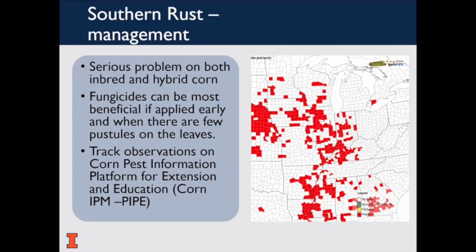Southern rust can be a serious problem on both inbred and hybrid corn. Fungicides can be most beneficial if applied early and when there are few pustules on the leaves. Southern rust observations are tracked on the Corn Pest Information Platform for Extension and Education. This tracking tool can help decide whether or not to apply a foliar fungicide.